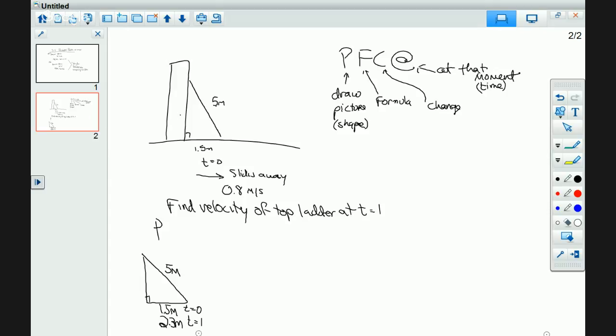Start 1.5, in 1 second, that's 0.8. Right? 0.3 meters at time 1. Alright, so that's all the information we have. We'll assign variables here in a minute.